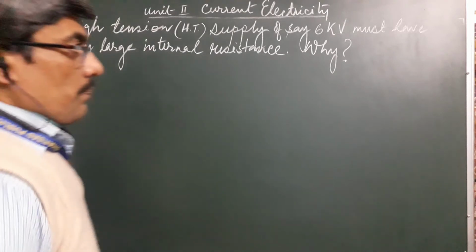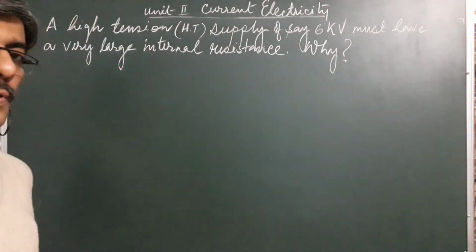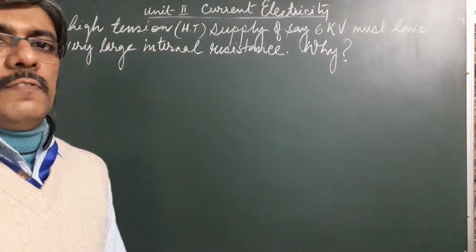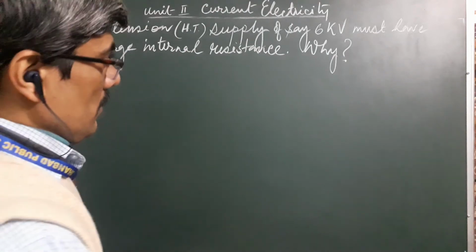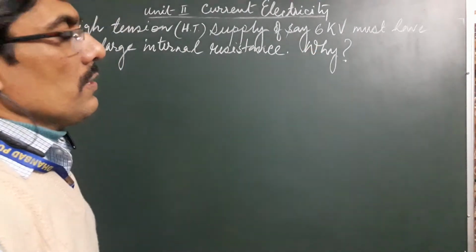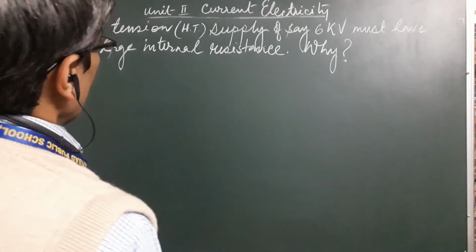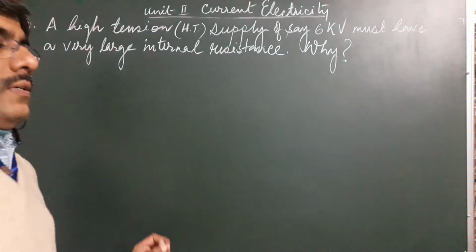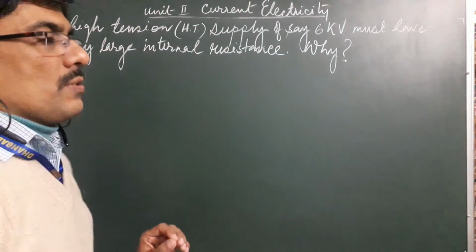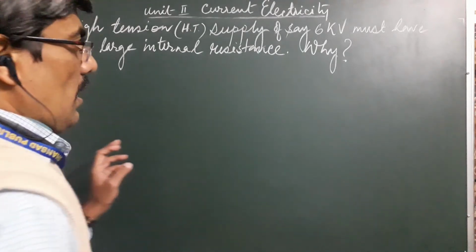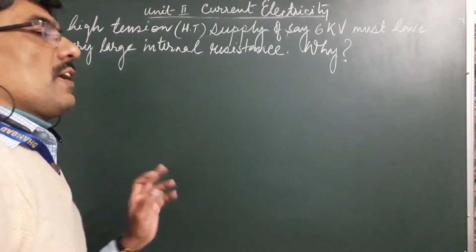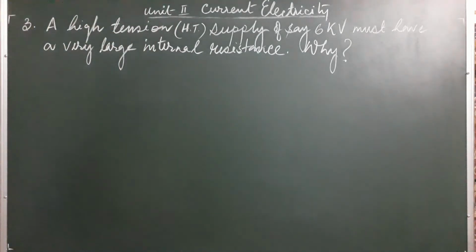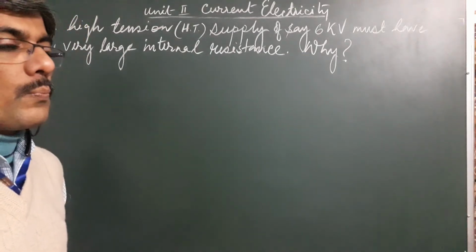The third question of the day. This is a reasoning question. Say, a high tension supply, very high potential difference, say 6 kV, kilovolt, must have a very large internal resistance. Why? Actually, this is the case in very high voltage supplies, or those high voltage sources have very high internal resistance, and it's deliberately done. Why is it deliberately done that the internal resistance is more?